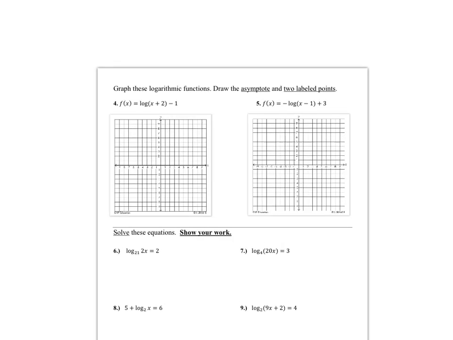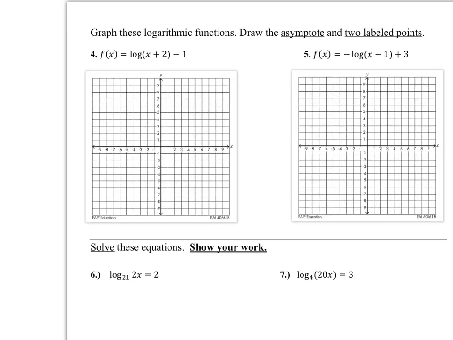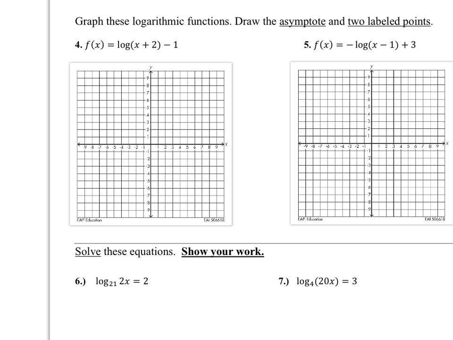Okay, graphing. We are going to draw the asymptote and label 2 points. So to start, we find the asymptote. We're going to set our argument equal to 0, x plus 2 equals 0. So x equals -2, that is going to be our asymptote here.